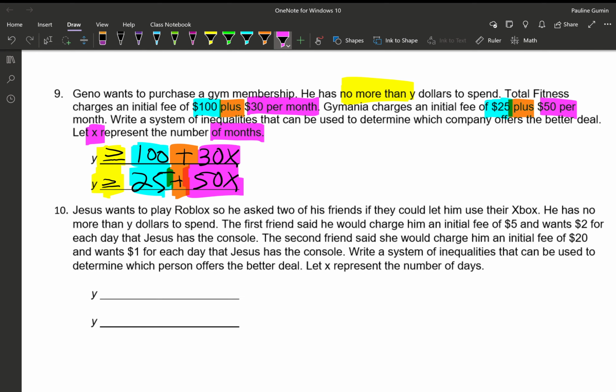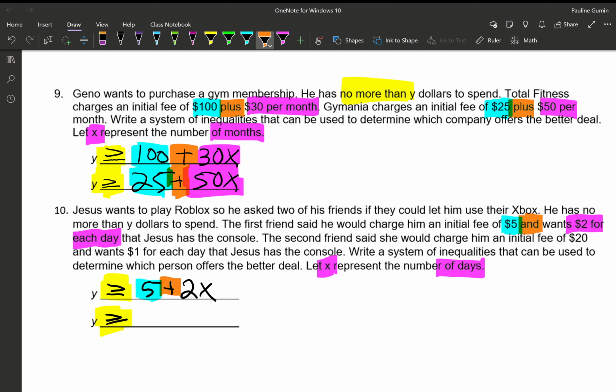Let's write a system. Okay, so Jesus can only spend Y dollars. That's why it's no more than. So it's greater than or equal to, because of course he can spend all of his money if he feels like it. That's up to him. Okay, friend number 1 said he's going to charge him $5 and $2 a day, and we have X representing days. Okay, so $5 plus $2 a day.